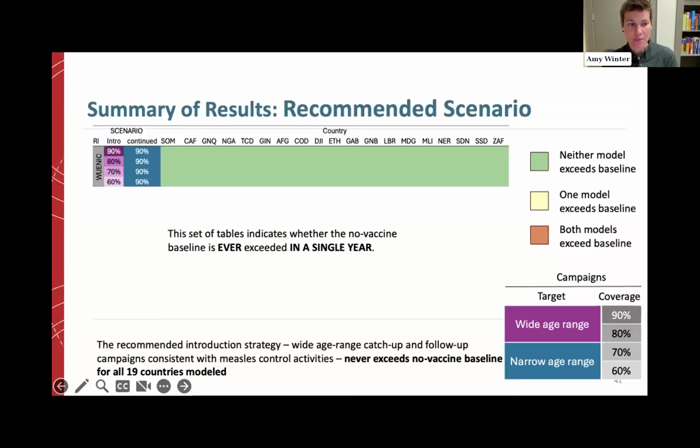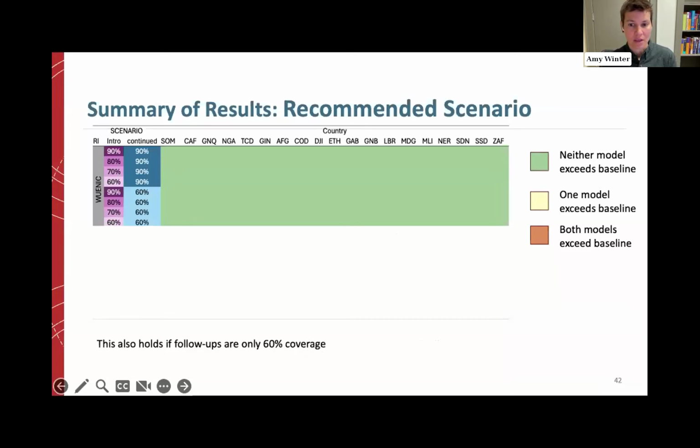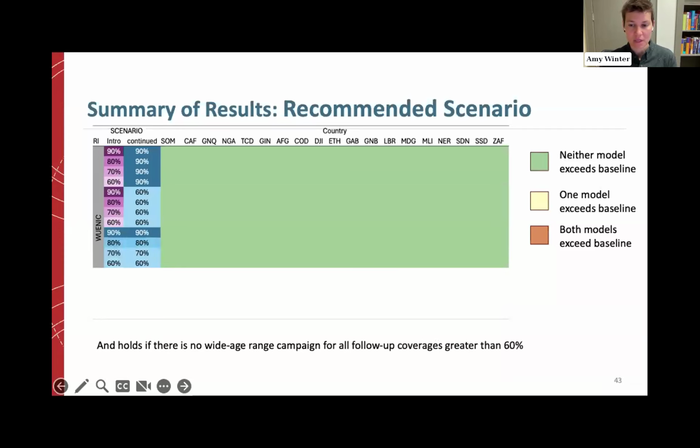So we see for the most optimistic scenarios, the top four there, where there's a wide age range introduction and high quality follow-up campaigns of 90% coverage, neither model predicts ever exceeding baseline in any individual year. Next slide. This also holds if follow-ups are only 60% coverage. Next slide. And it holds if there is no wide age range campaign for all follow-up coverages greater than 60%.